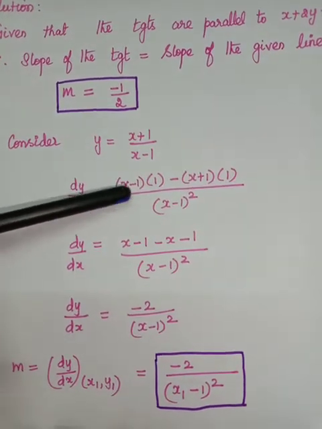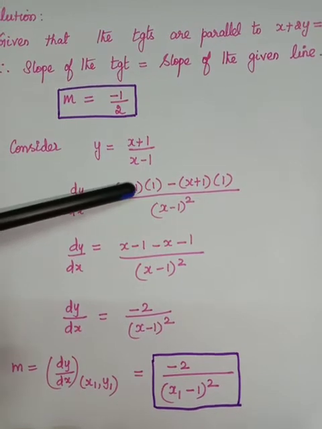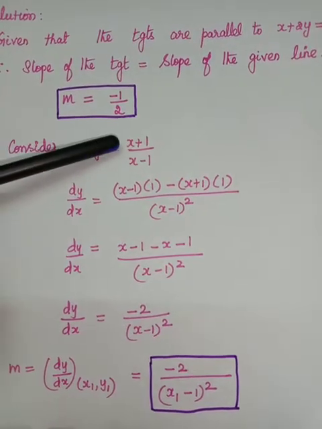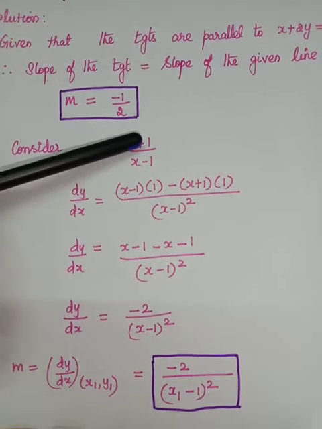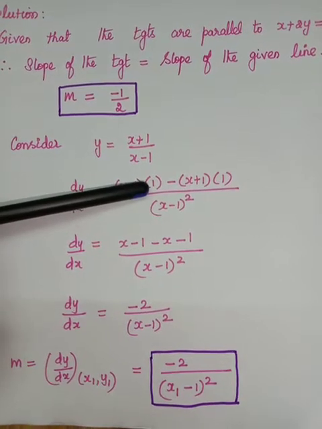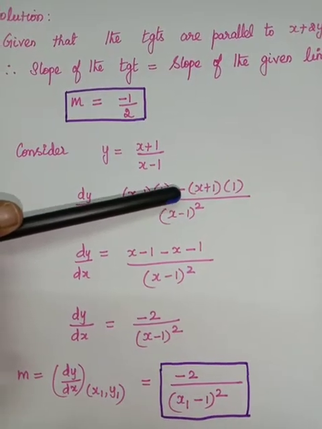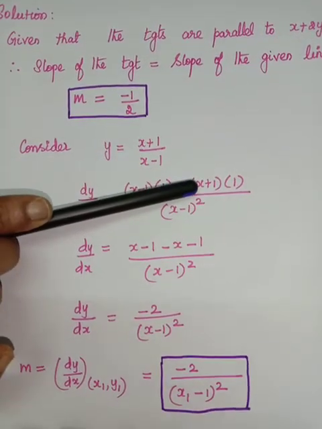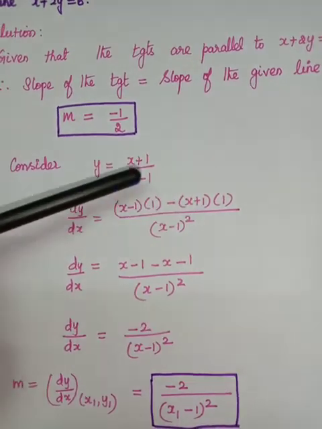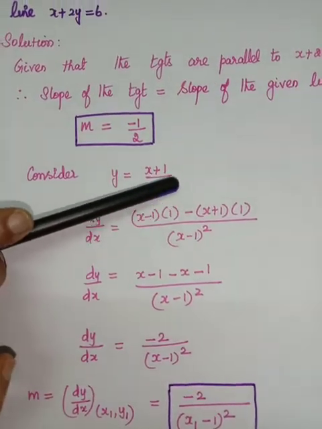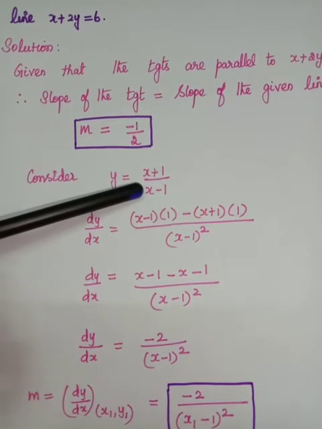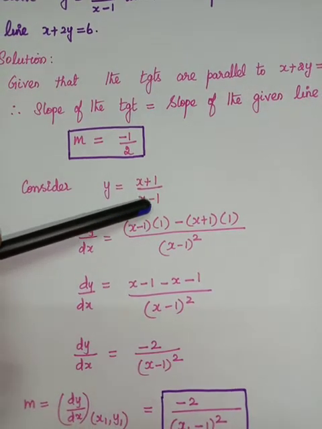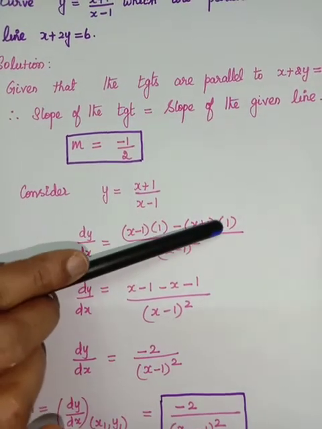First, start with v, that is x - 1, and differentiate u, the numerator x + 1. The differentiation of x is 1 and the differentiation of 1 is 0, so you will get 0. In the quotient rule, in between you write minus. Next, u, the numerator, is written as it is: x + 1. Now v has to be differentiated with respect to x. What is v? x - 1. The differentiation of x is 1 and of minus 1 is 0, so you will get 1 here.